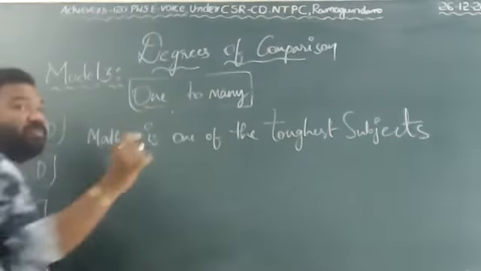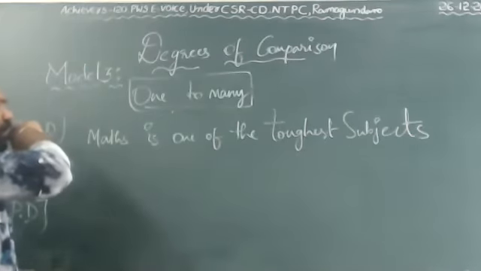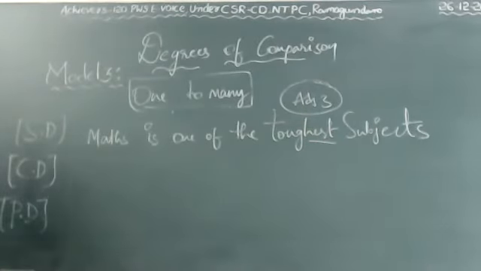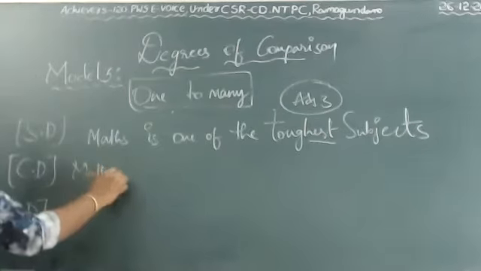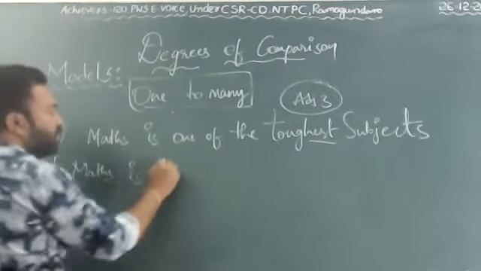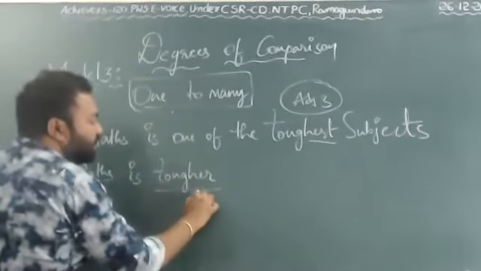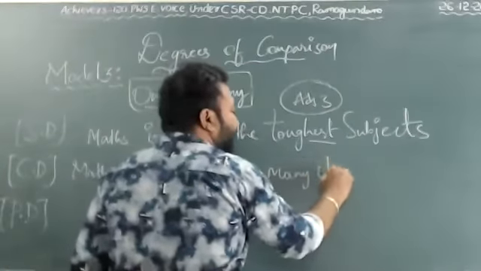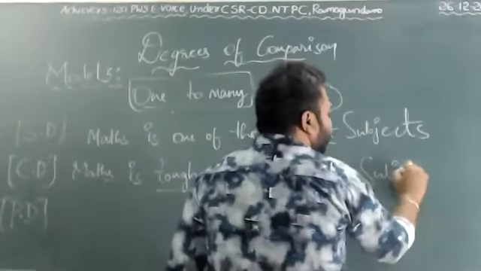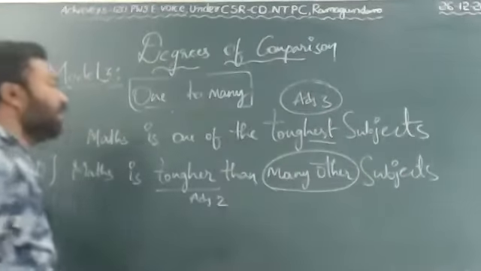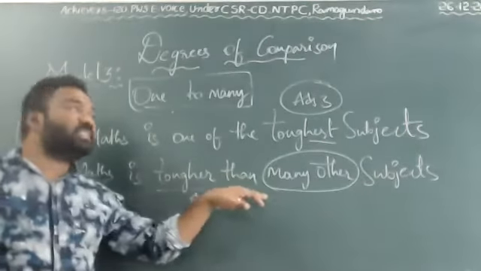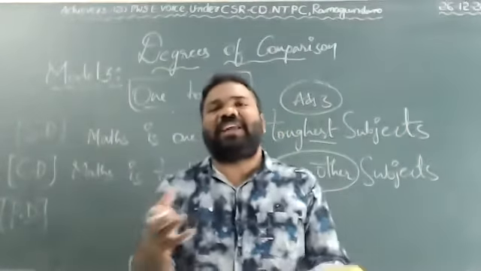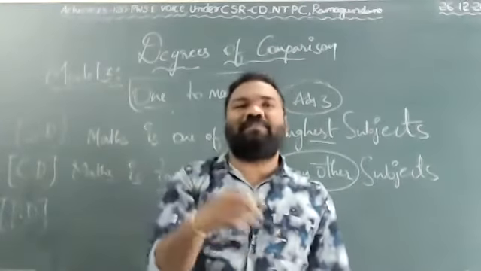So how do we do this with one to many? This is the toughest, adjective 3. Now I have to compare maths with so many. Maths is tougher, adjective 2, tougher than many other subjects. Why do I have to use "many other"? Students, here maths is one of the toughest subjects. We shouldn't ruin the meaning of that. There are so many other subjects which are tough. Amongst those subjects, maths is one.